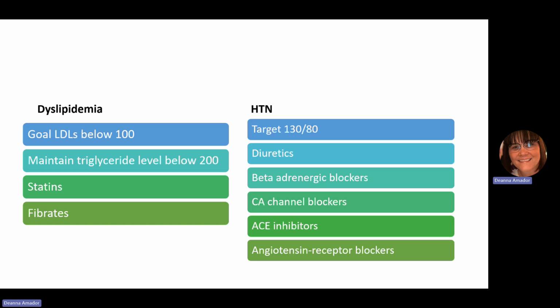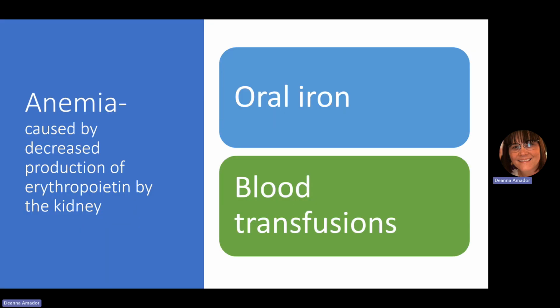So this is just a slide that talks about dyslipidemia and hypertension, different things that we use to help control and try to get under control dyslipidemia. There's your goals for your LDL. Remember your LDL, you want low. So below 100, and your triglycerides should be below 200. You can give statins and fibrates to help lower that. And then for your hypertension, your target is 130 over 80. You can give diuretics, beta adrenergic blockers, calcium channel blockers, ACEs, and ARBs. But again, even with the ACEs and ARBs, it depends on how bad the BUN and creatinine is, because if it's too high, then they're going to be careful with that.